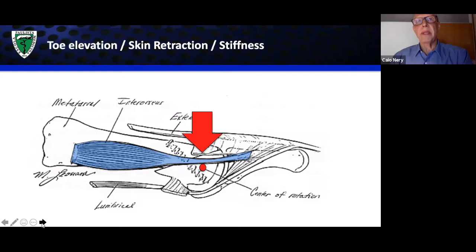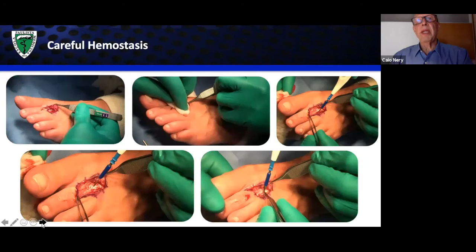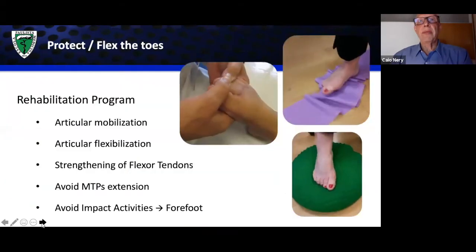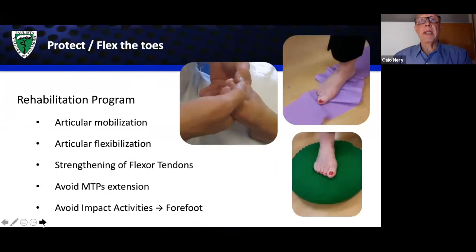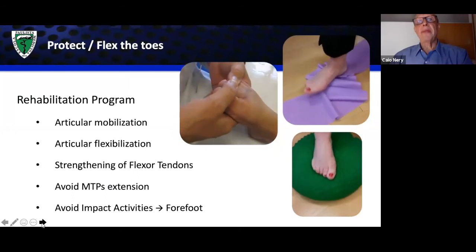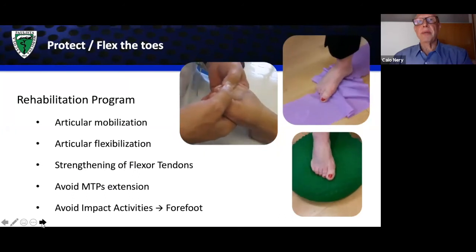already discussed. The delicate manipulation of the anatomical structures and careful hemostasis before closing surgical incisions prevent the formation of adhesions and hypertrophic retracted scar tissue. As important as the surgical technique is the correct immobilization and protection of the operated toe in the following 6 weeks post-operatively, together with an early rehabilitation program that seeks joint mobility and strength of the flexor muscles, avoiding impact and extension of the MTP joints during the healing process.